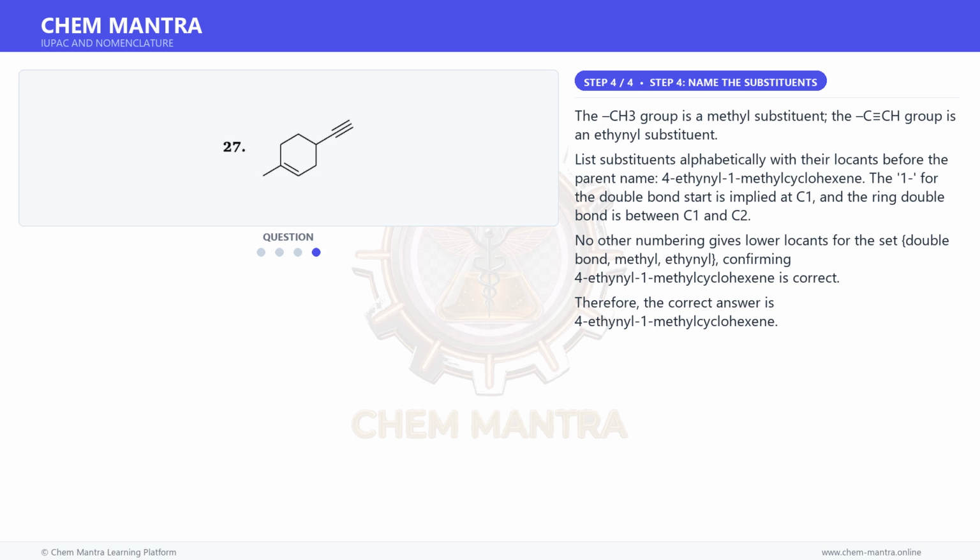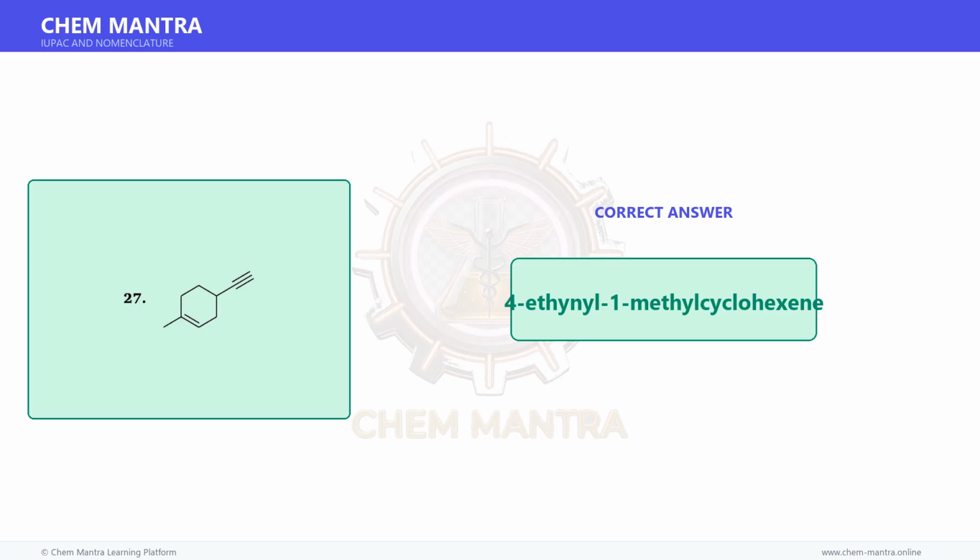No other numbering gives lower locants for the set, double bond, methyl, ethinyl, confirming 4-ethinyl-1-methylcyclohexene is correct. Therefore, the correct answer is 4-ethinyl-1-methylcyclohexene. The correct answer is shown on screen.